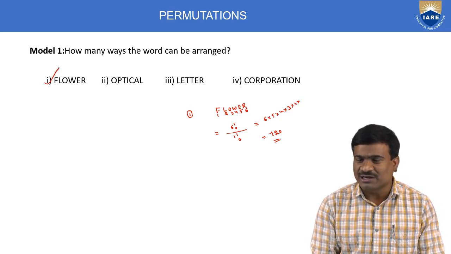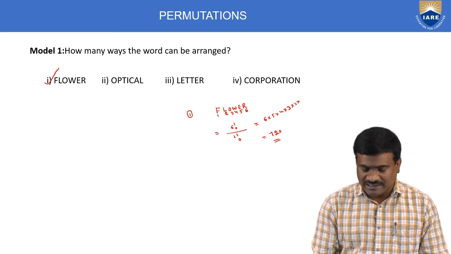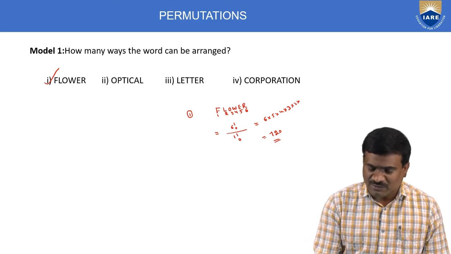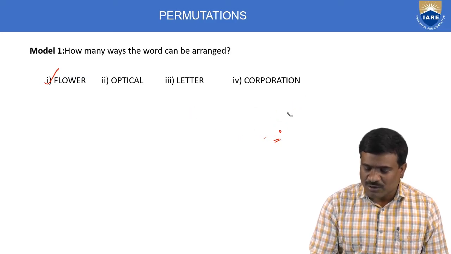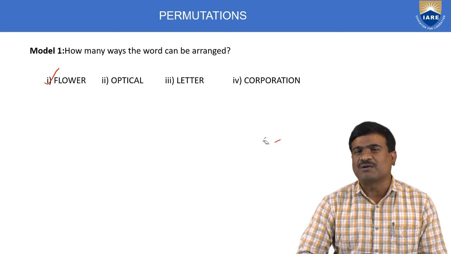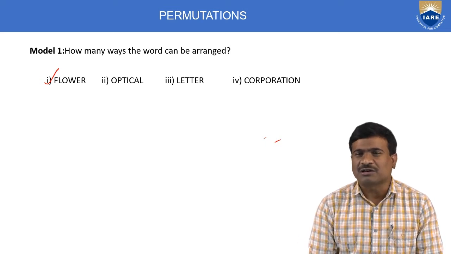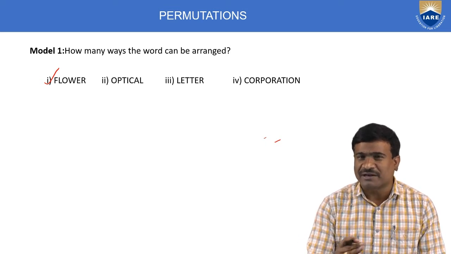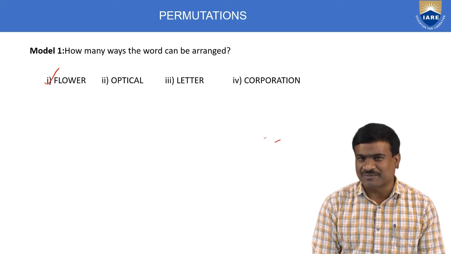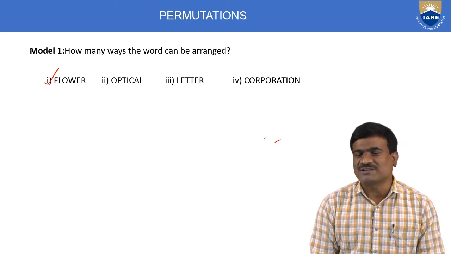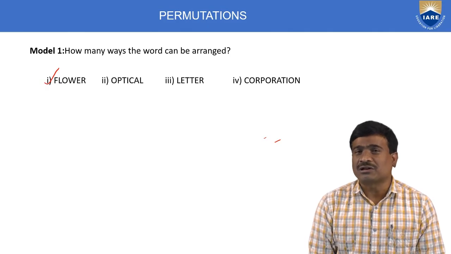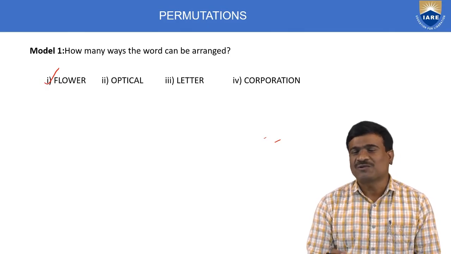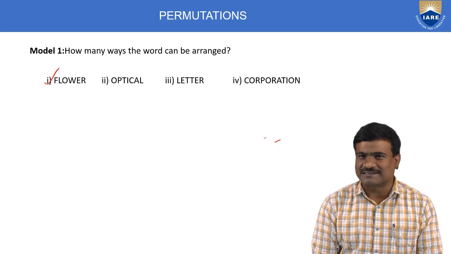720 is the correct answer. Now the second one: OPTICAL to be arranged. Here, two models exist in the first model: repeated letters and non-repeated letters. The first question and the second question belong to non-repeated letters. The third one and the fourth one have repeated letters.